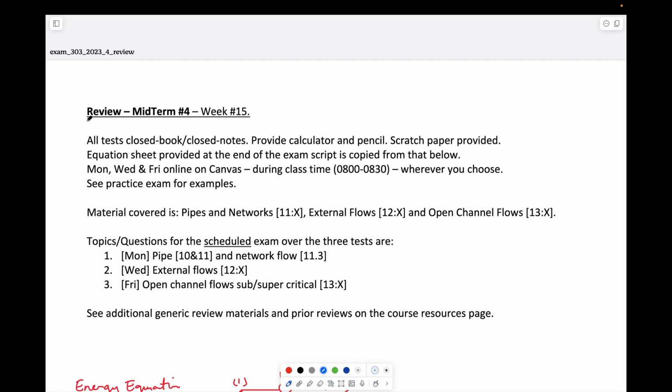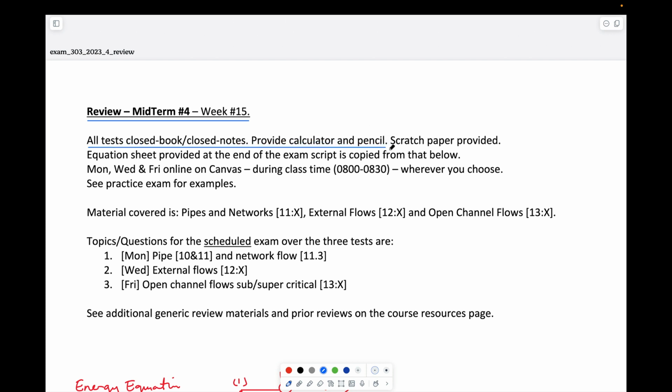Okay, this is the review for the final suite of midterms, I guess the finals, in week 15. All tests are closed book, closed notes. You can obviously provide your own calculator and pencil.